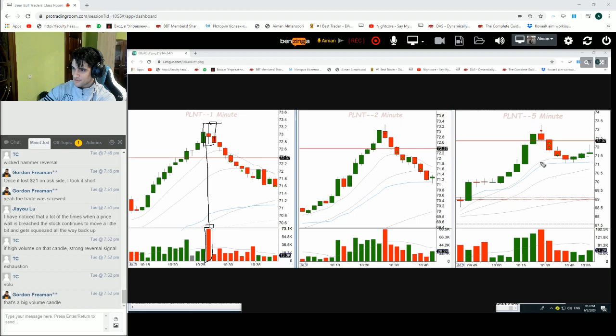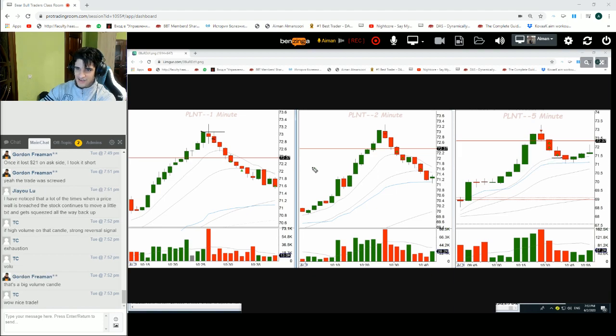That doji is happening on the 1 minute chart when the stock is so extended from the 9 moving average on the 5 minute chart. You are having a new 1 minute low candle. Could put your stop loss above the previous body right there, and then just go all the way to the 9 moving average on the 5 minute chart.